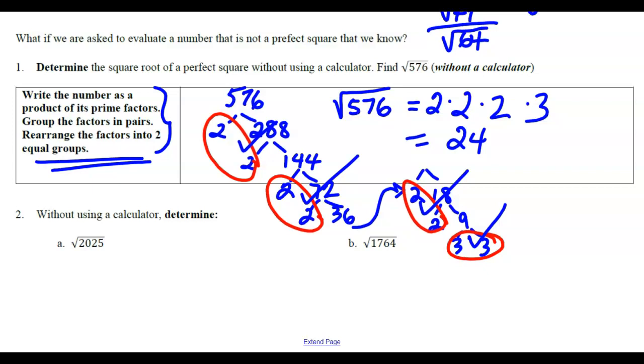Okay, so same process for the next ones. I want you to do question 2A and B. Without a calculator. Maybe you can guess and check, but try to have a process like I did there. Now, in 2025, 2 doesn't go into that. But anytime a number ends in 0 or 5, you know 5 does. So start by dividing by 5.